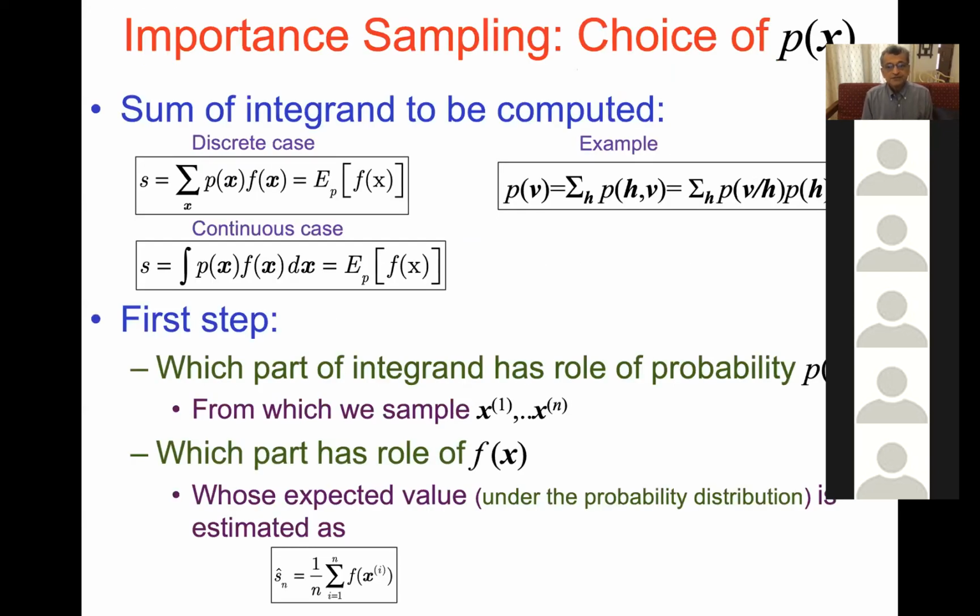So in importance sampling, this is actually more about sampling in general in machine learning. And importance sampling will be just a method for it.